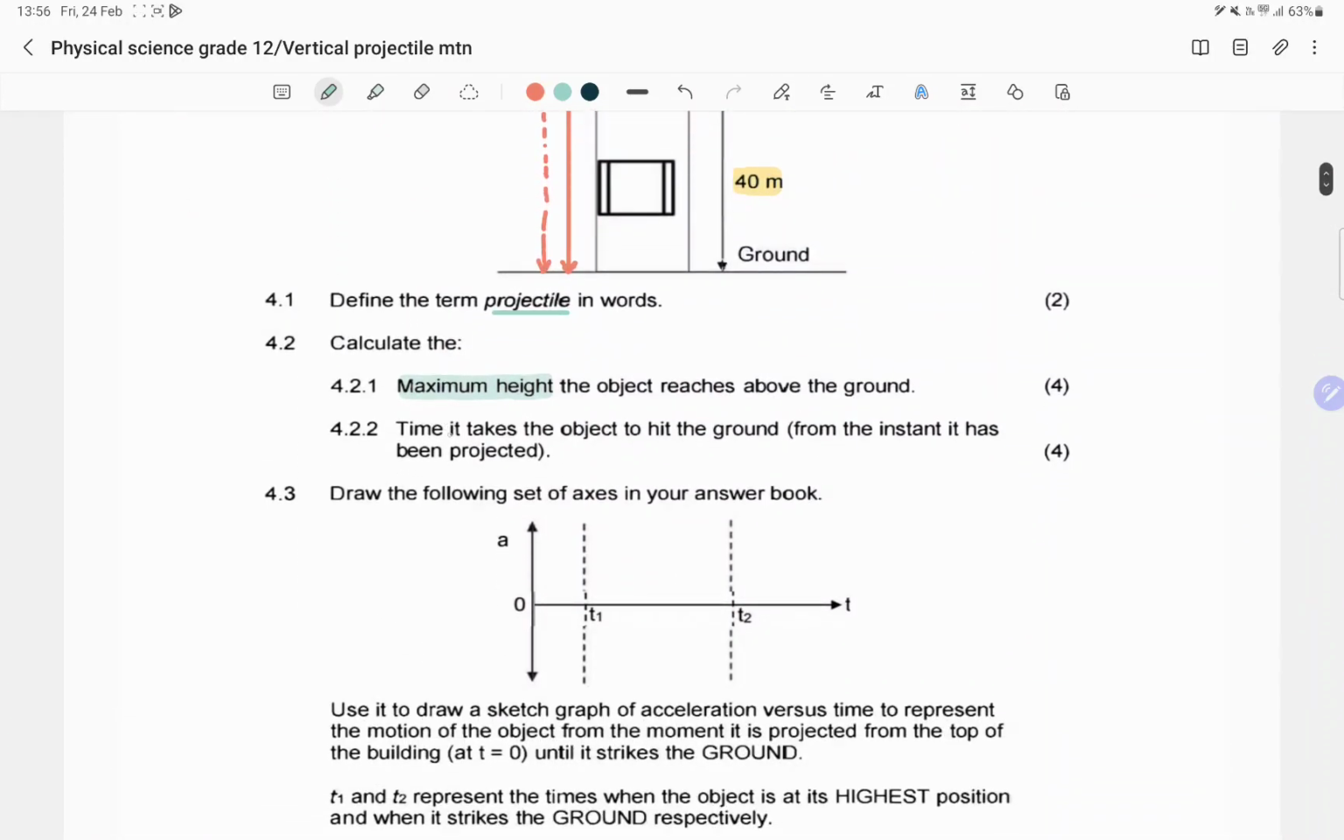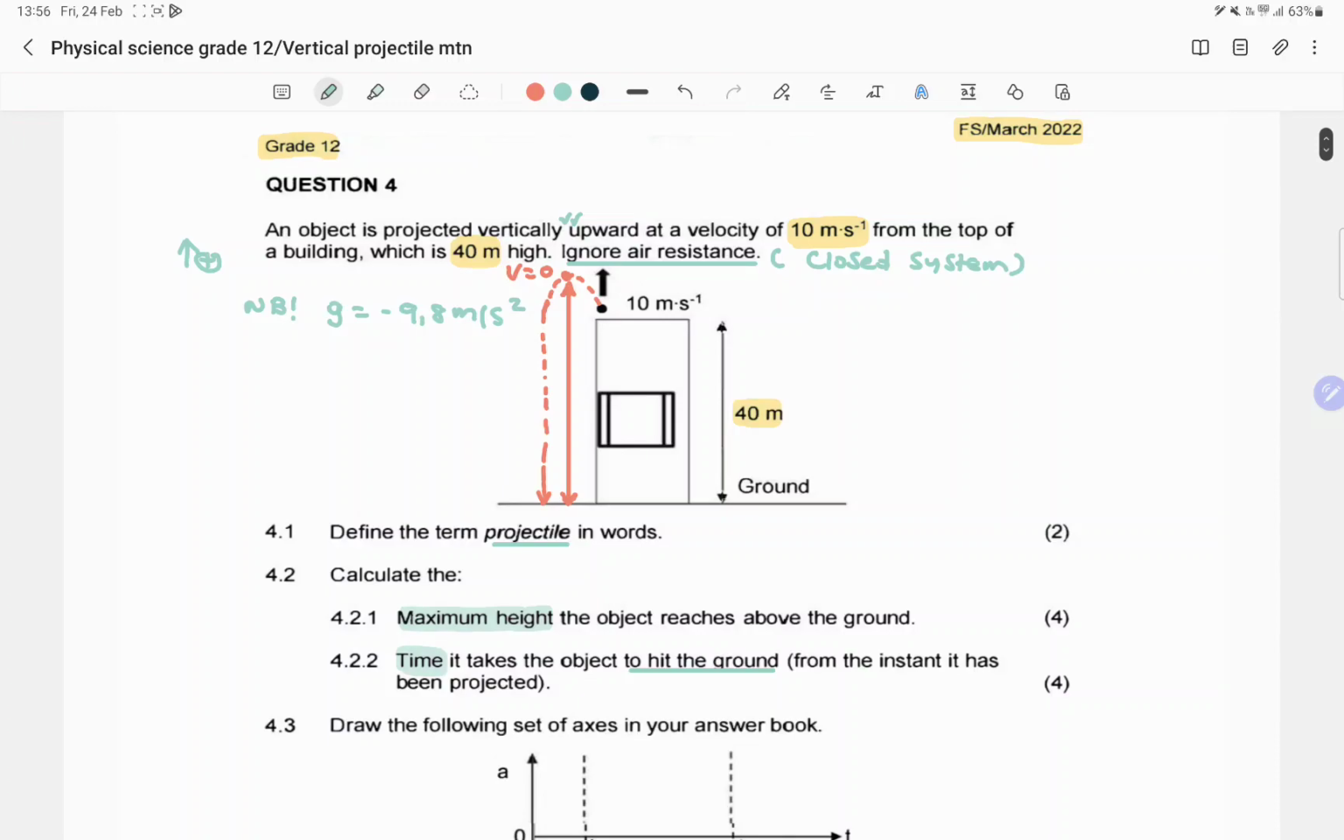Next question says the time it takes for the object to hit the ground. The time it takes for the object to hit the ground, now from the instant it has been projected. But now if you're looking at this, the object obviously starts from here, then it moves to the maximum height and then comes back to more or less the same level.